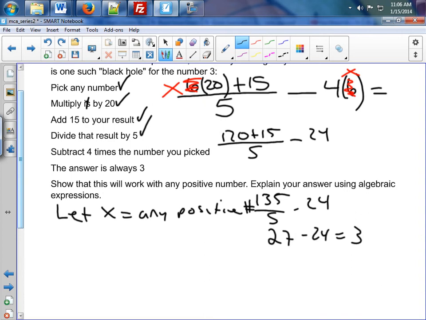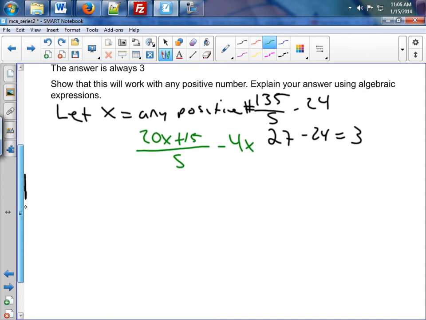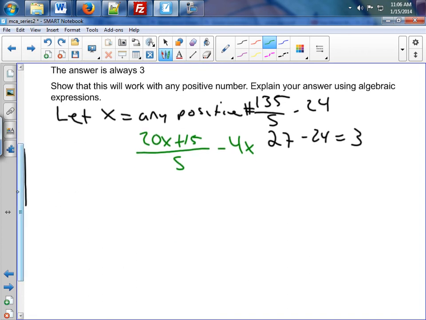Now we're going to rewrite it. We're going to simplify. What's x times 20? 20x. I'll do this in a different color so you can see what I'm doing. X times 20 is 20x, plus 15, over 5, minus 4x. Okay. Now what's that equal every time? Equals 3.